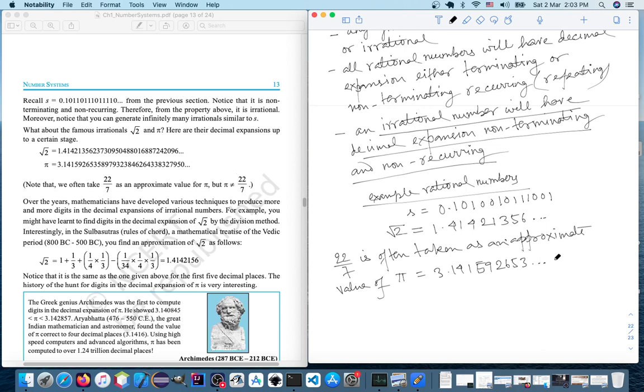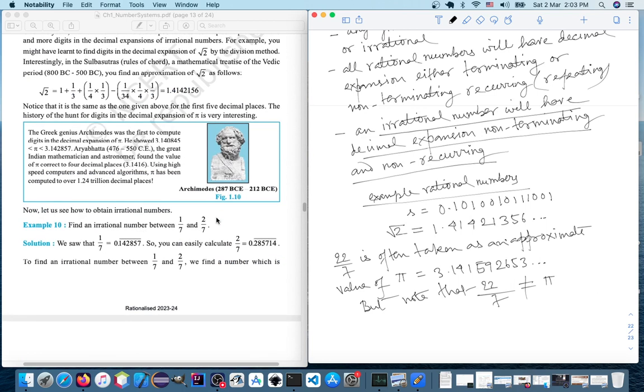Often, for the sake of calculation, we consider 22 by 7 as an approximate value of pi, but note that 22 by 7 is not exactly equal to pi. 22 by 7 is an approximate value of pi. Just keep this in mind. Okay, what else is there?